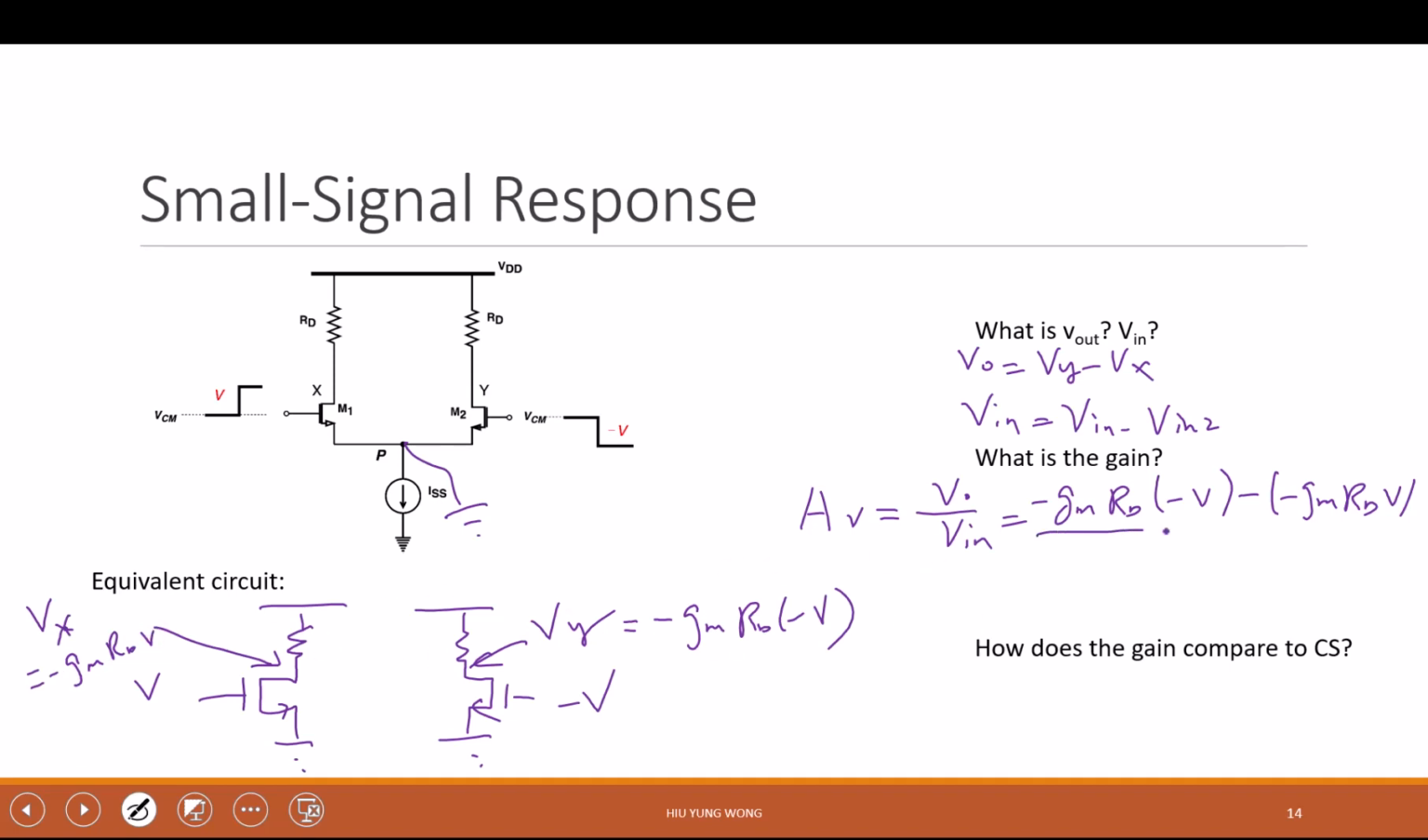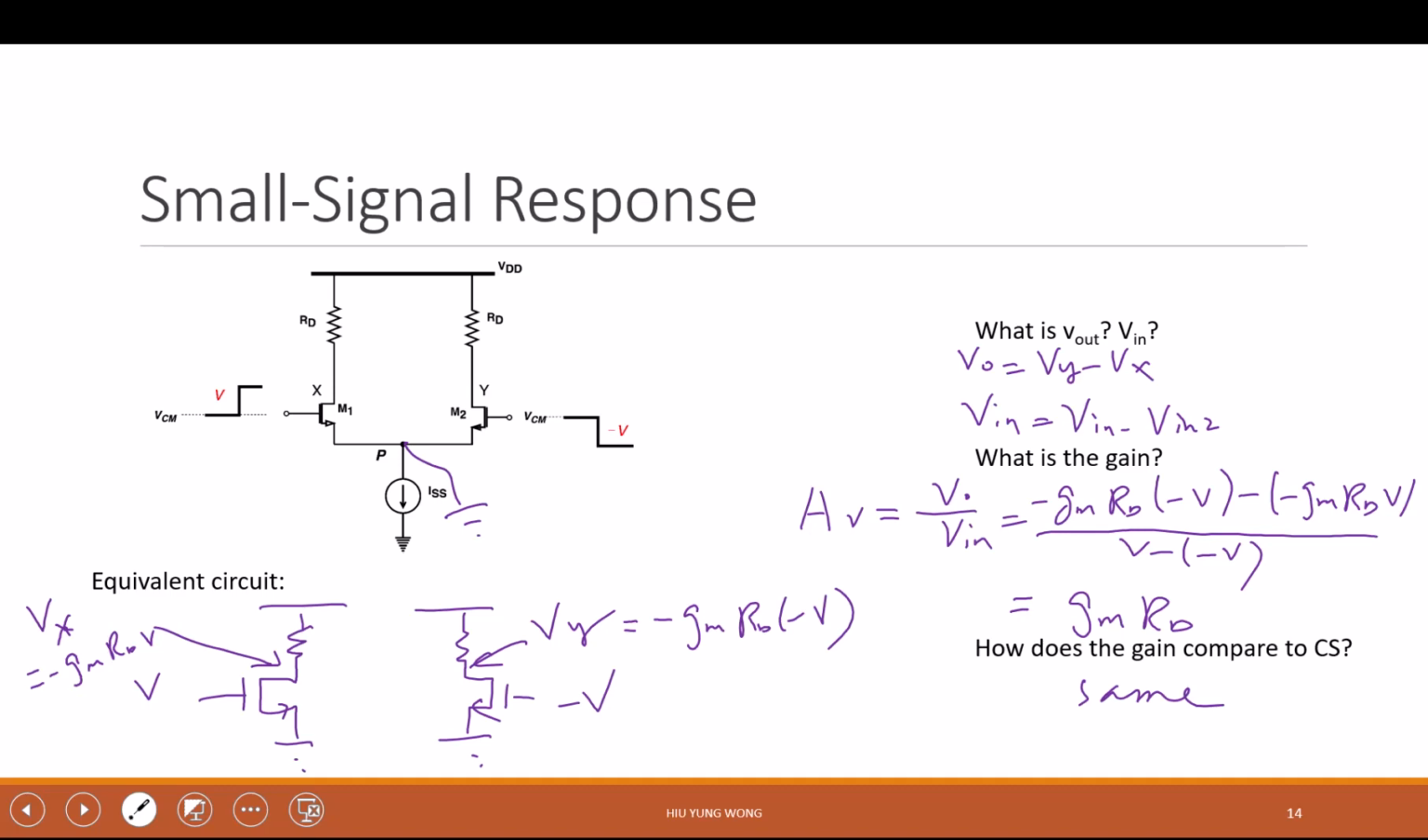And what is the input? V minus negative V. So the top is positive plus positive. The bottom is 2V. So the gain is GMRD. Right? So it's the same as a common source amplifier. Although you have two pair, but because the input is double, your output is double, but the gain is the same. That is the same as what we discussed earlier, right?